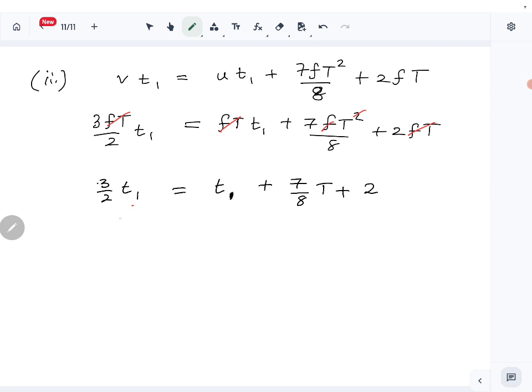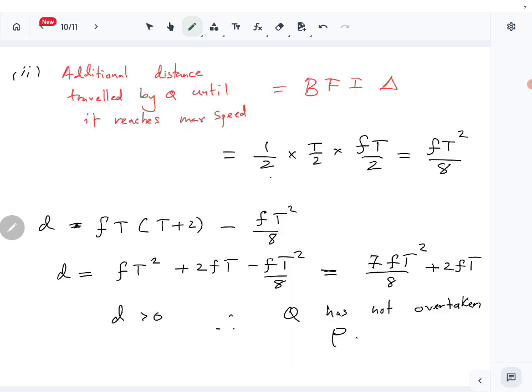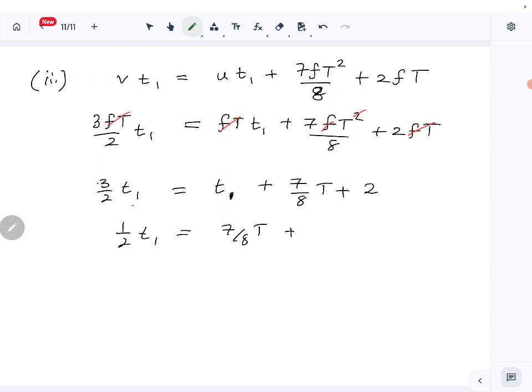So move t1 to this side, half t1 equals 7 over 8 t plus 2. Multiply by 2, t1 equals 7 over 4 t plus 4. So that is the t1 period that Q has to travel to catch up to P.